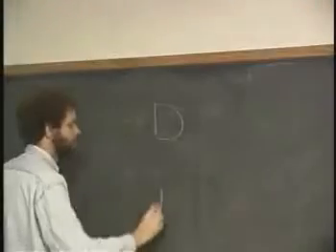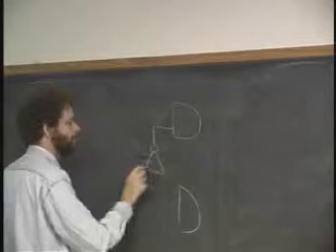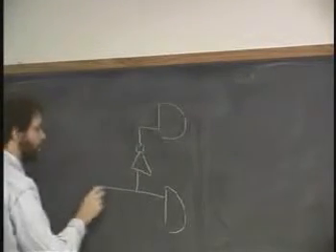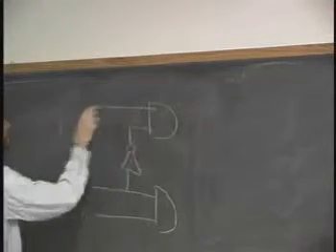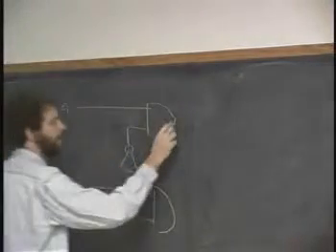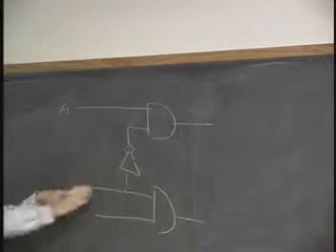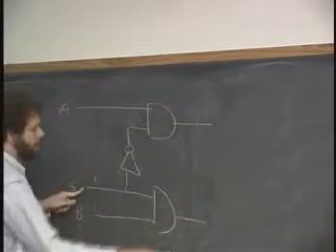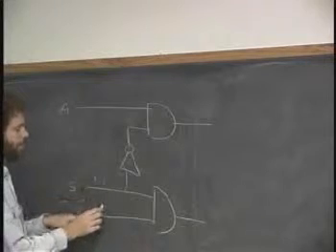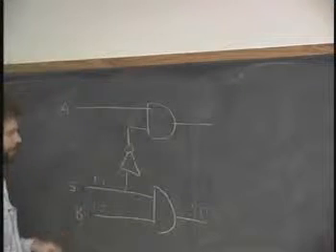So let me just get it exactly the same here. Here's S. Here's B. Here's A. Okay, now let's just think about this circuit so far. Okay? If S is 1 and B is 1, then the output's going to be 1. Okay, if S is 1 and B is 0, then the output's going to be 0. Okay, so that's good. That's one case.